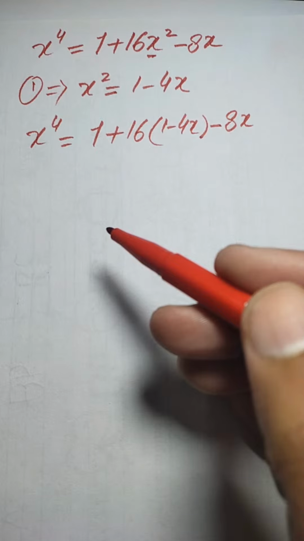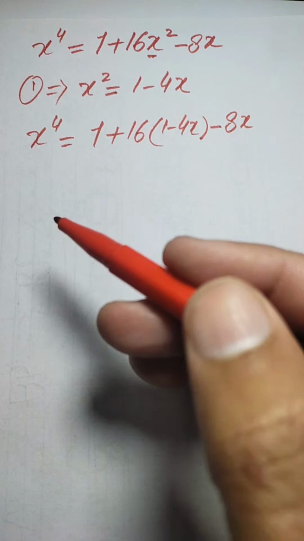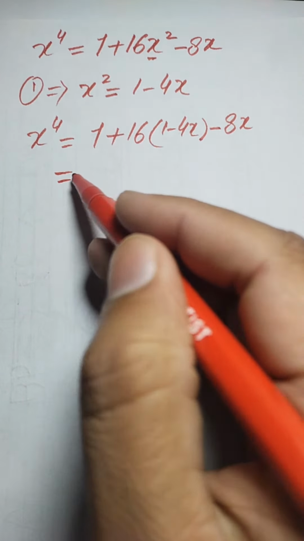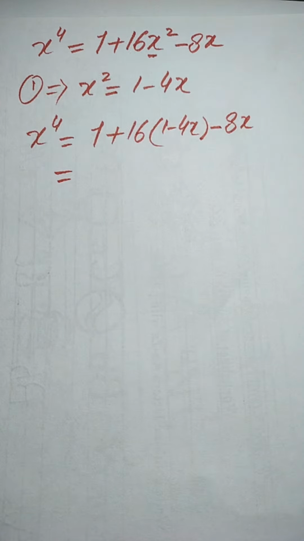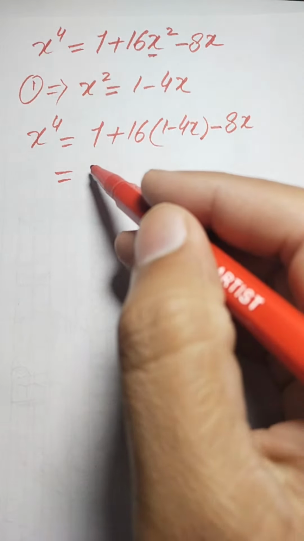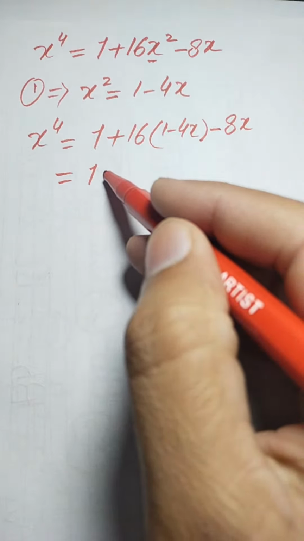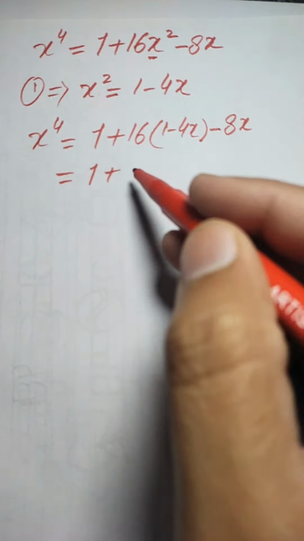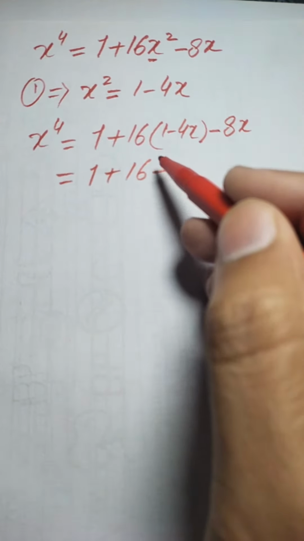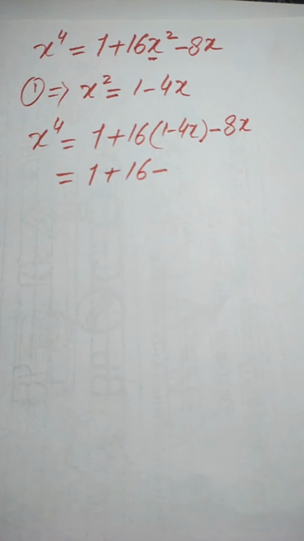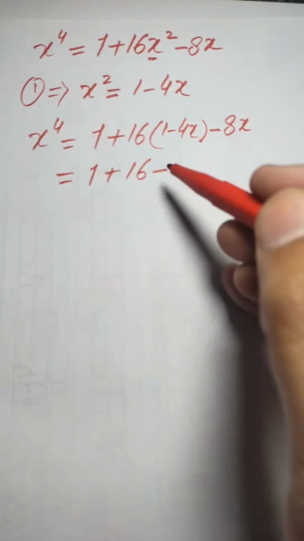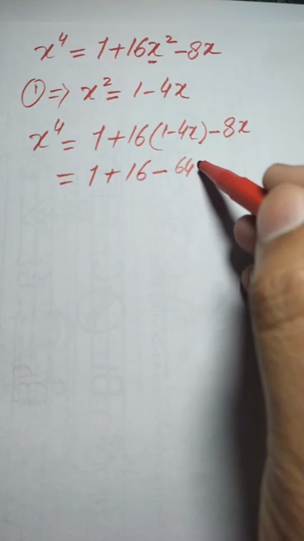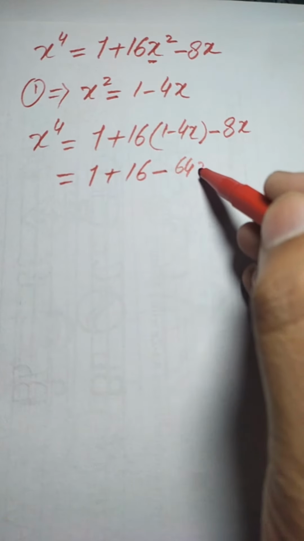And further in the next step, we need more simplifications, and it will be written as here we have 1, and we multiply the 16 separately on both of these two values, and it will become 16 minus, here we know that 16 multiplied by 4 equals 64x, minus 8x.